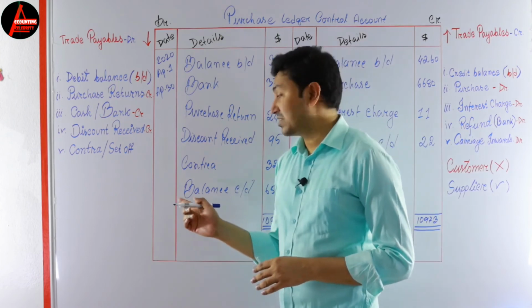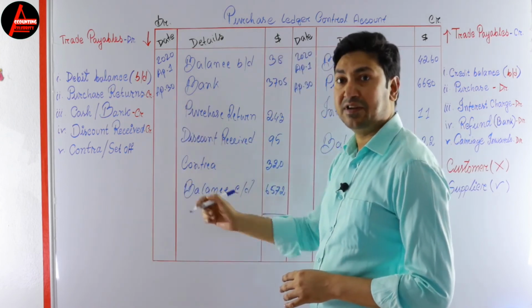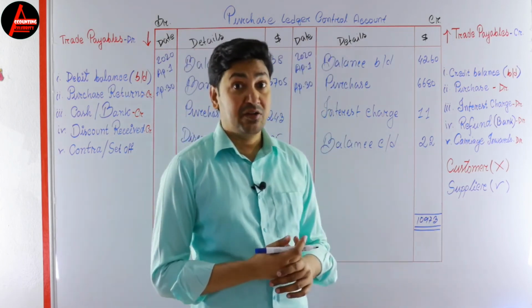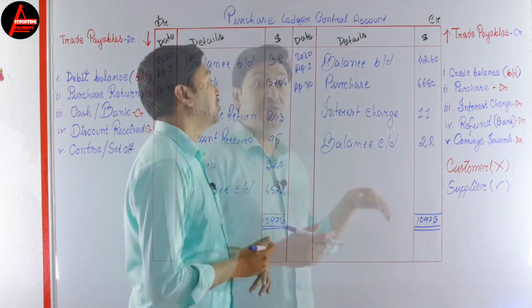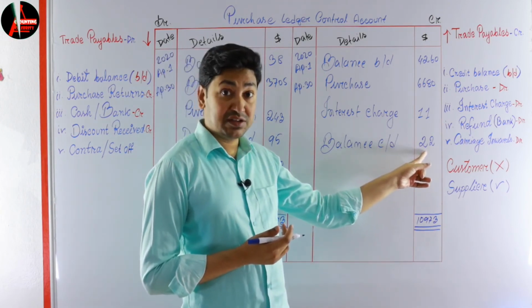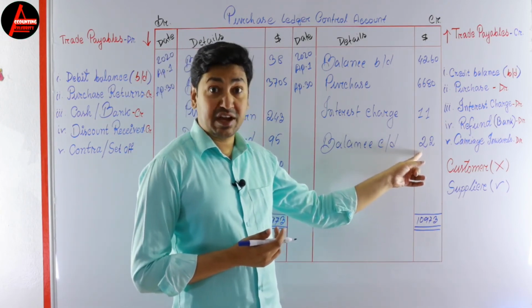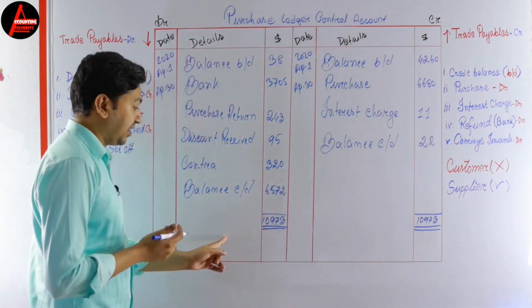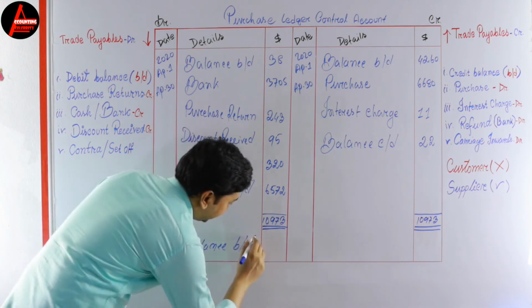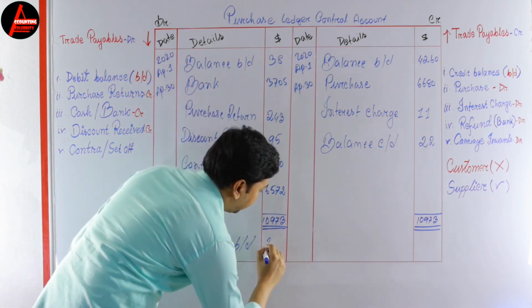The date for balance CD would be the same date. April 30. Here also April 30. Now we have to bring down this balance. So how? Here we have balance CD on the credit side, $22. So this balance will come to the opposite side, meaning the debit side here. Let us write here balance BD. BD means brought down. $22.